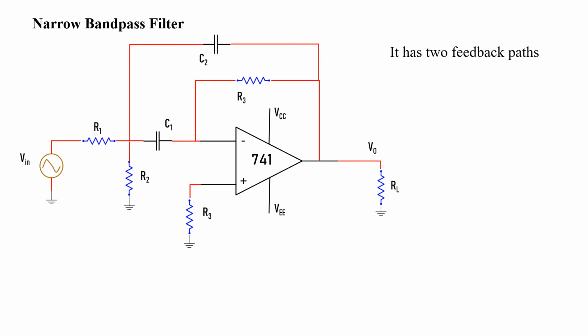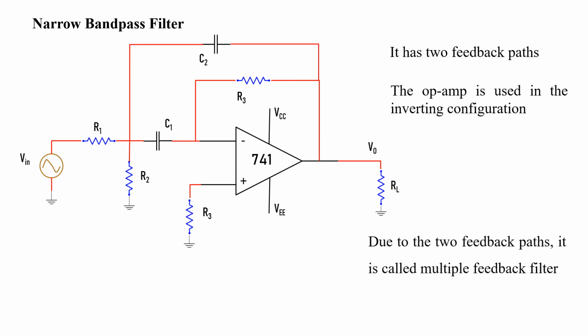The speciality of this circuit is that it has two feedback paths. One is from the output directly to the inverting terminal, and the other is from the output to the junction between R1 and C2. We call this a multiple feedback path, and the op amp is used in inverting configuration. Due to the two feedback paths, it is called a multiple feedback filter.